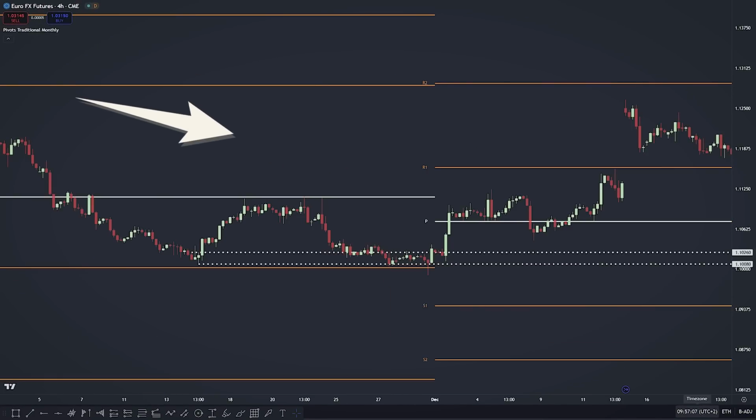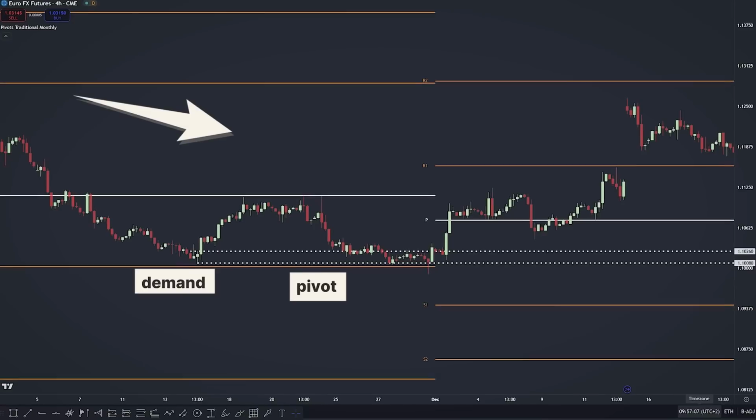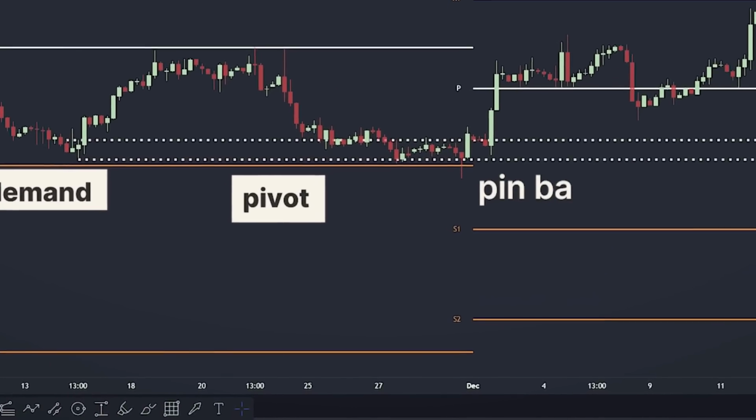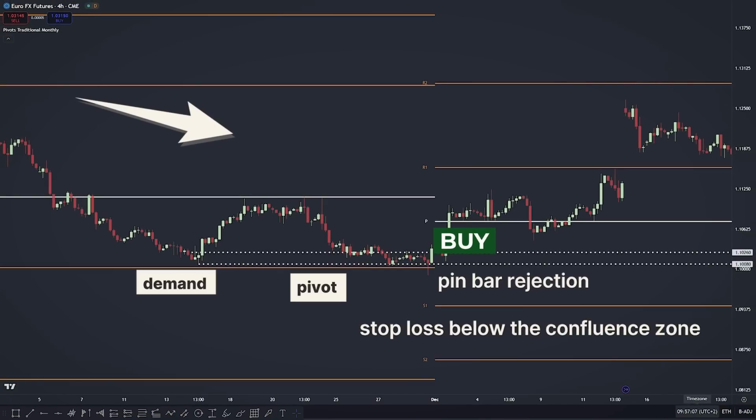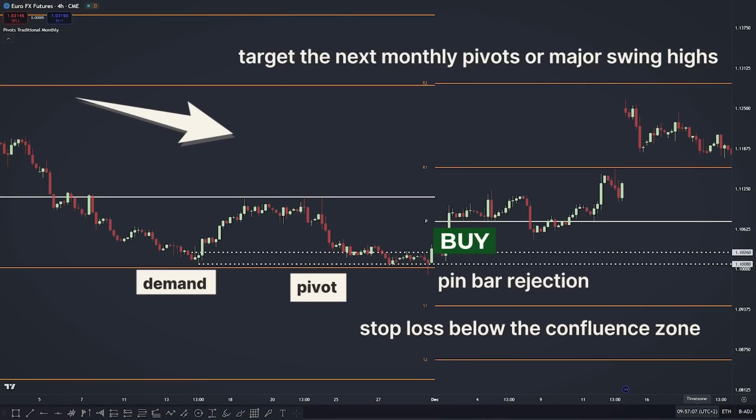In this chart, price has been dropping for a few weeks. You see that the next monthly pivot line sits just below price. At the same zone, you detect a prior demand zone, and when price gets there, a bullish pin bar forms. That can be your buy signal. You set your stop loss a bit under the pivot and demand zone. If price bounces, you ride the wave to the next pivot or to a prior swing high. This is how you catch swings that last several days.